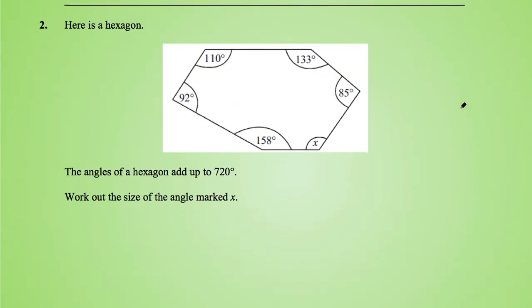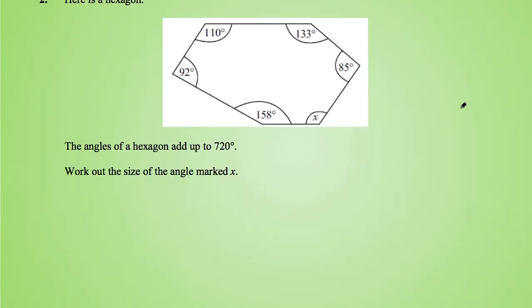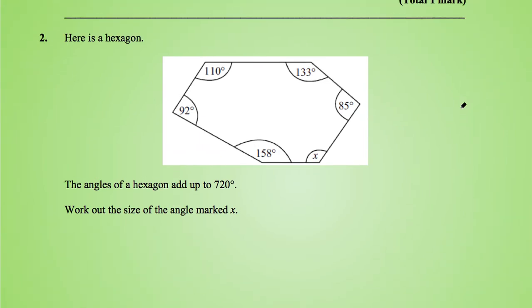Question 2. Here is a hexagon. The angles of the hexagon add up to 720 degrees. Work out the size of the angle marked X. So we've got all of the other angles marked. First thing I'm going to do is add all of the others together, and do that on my calculator, and I get 578 degrees. Definitely worth writing that number down as a result of your calculations.